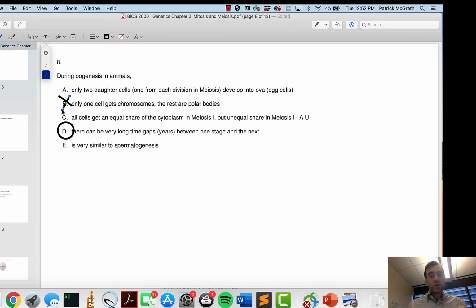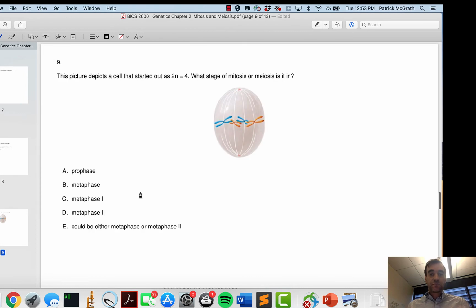B says only one cell gets chromosomes, the rest are polar bodies, and that's close. One of the important things to remember about oogenesis is that polar bodies are created, and these polar bodies don't create oocytes. But the reason this answer is wrong is because those polar bodies also get chromosomes. The chromosomes are segregated. You still have to have the total amount of DNA to create a haploid cell. So the polar bodies actually get chromosomes, and that's why it's incorrect, because it's not true that only one cell gets chromosomes. Only one cell actually develops into an oocyte.